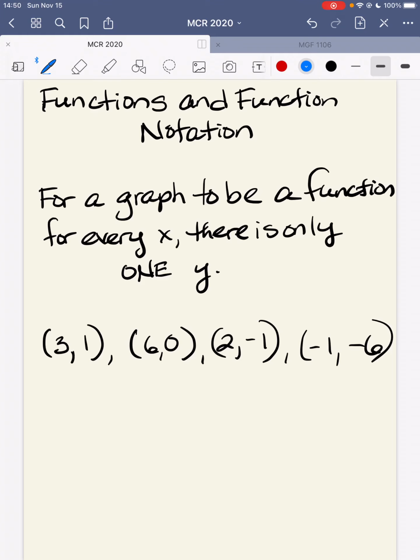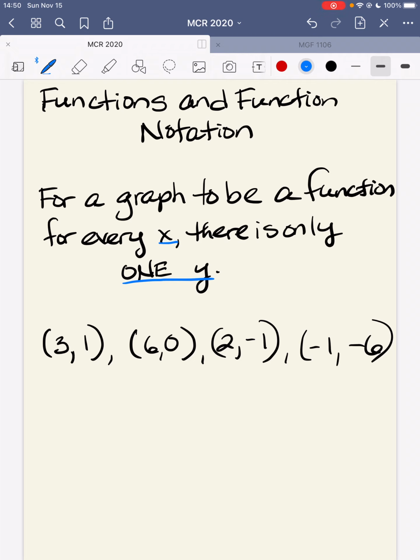All right, so today we're going to talk about functions and function notation. So you may have heard of a function before. In order for a graph to be a function, all that means is for every single x, there's exactly one y that goes along with it, right?